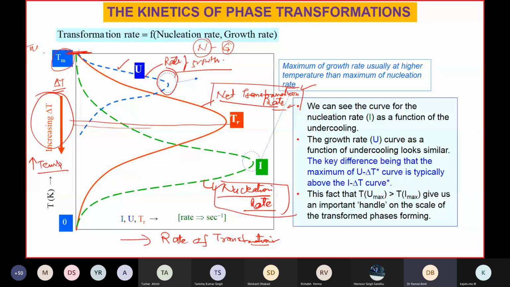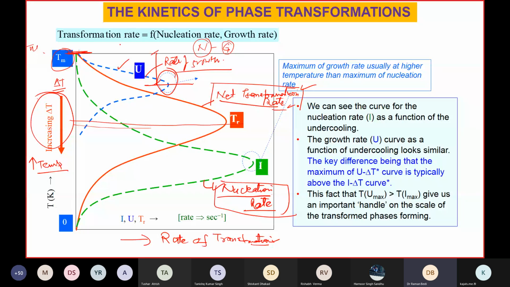And please keep it in mind, one particular issue, that the growth rate is maximum at high temperature. It is a very important concept which makes us understand the further concept about the size of grains or grain size development. So we are saying here that the growth rate is maximum near to the melting point or near to the transformation temperature.